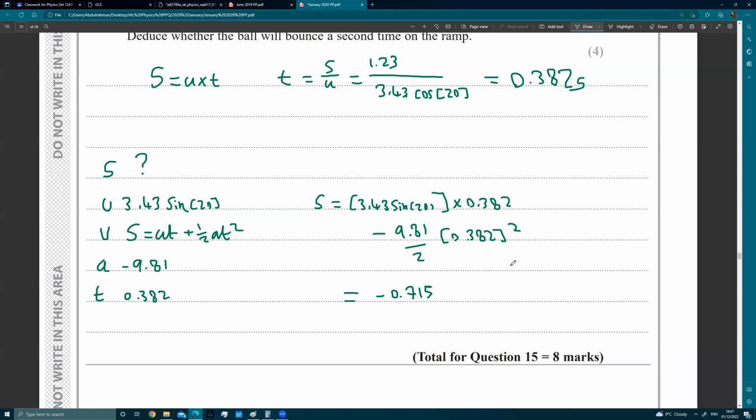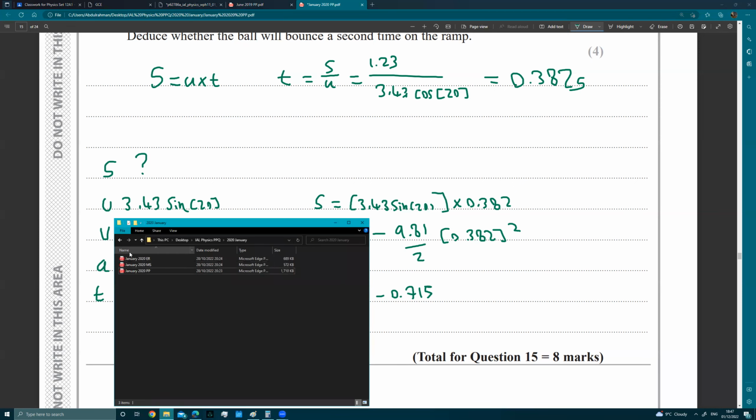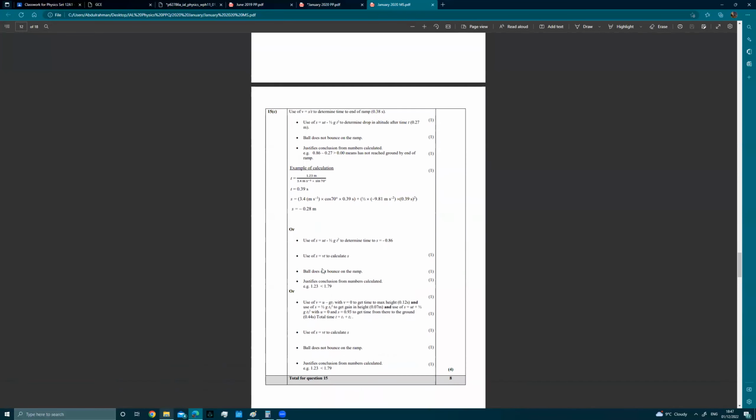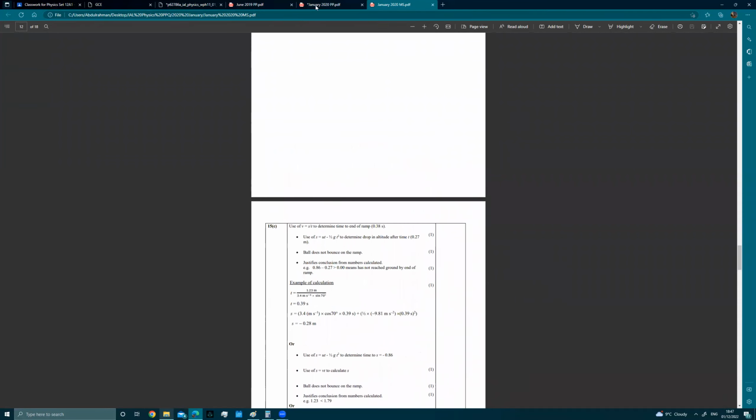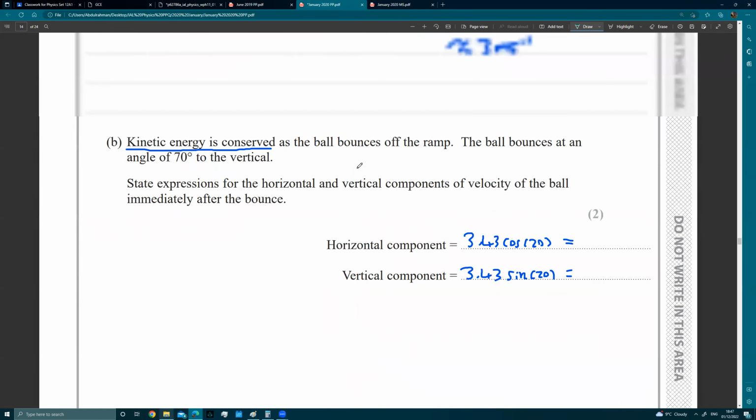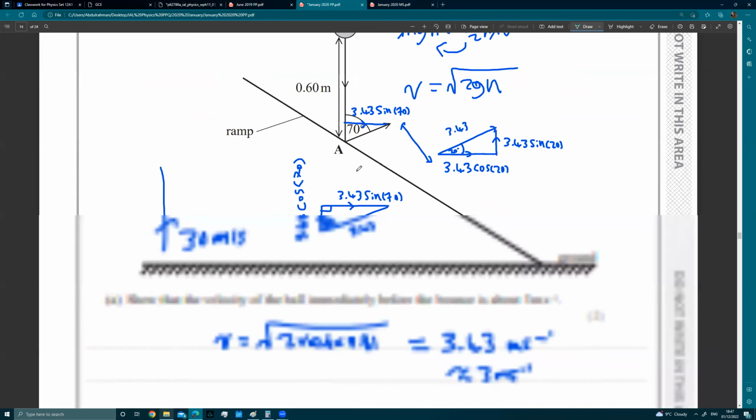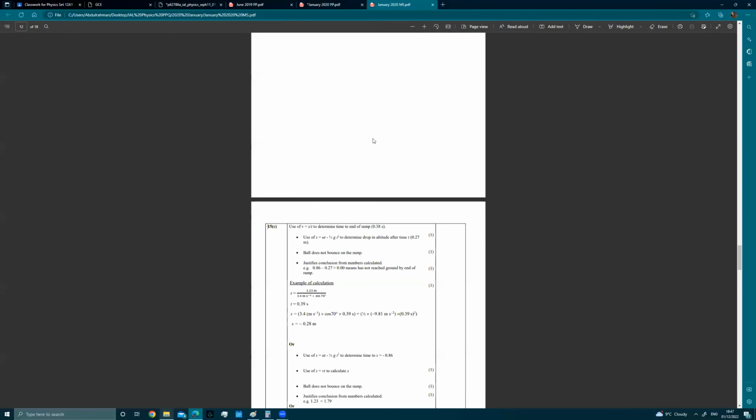Sure, you do it. You have to be like the judge. We'll check the mark scheme, because I don't have a calculator, I have my phone. Which paper was this? January 2022 mark scheme. Which question? Question 15.